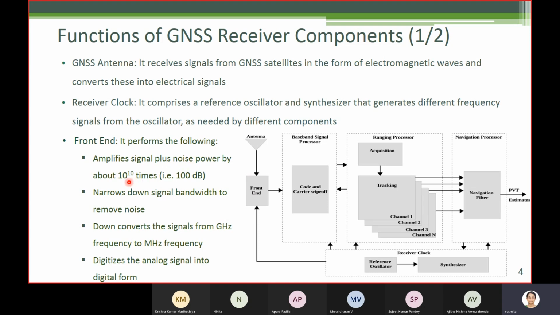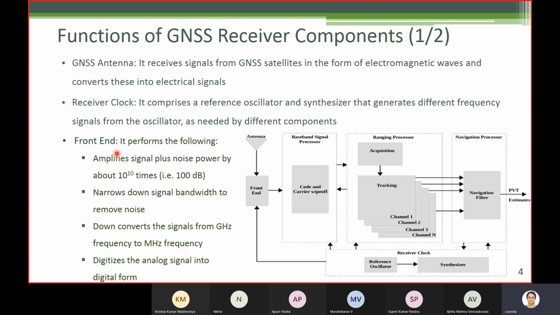Using some power amplifiers, it amplifies the signal plus noise by 10 to the power 10 times, which in logarithmic scale would be 100 dB. You just do 10 times log 10 of 10 to the power 10. So that will give you 100 dB. Okay. So the first thing that the front end does, basically, it amplifies the signal power.